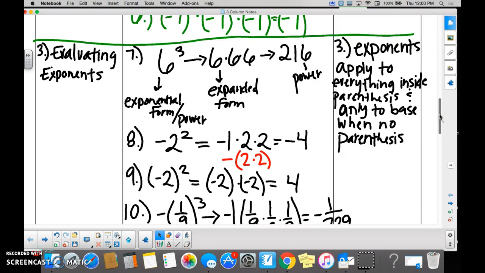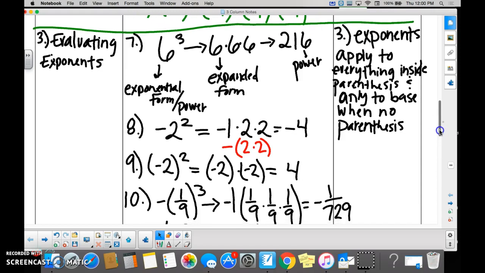If there are parentheses with an exponent, you are applying everything in those parentheses to that exponent. If there are no parentheses, then you are only applying that exponent to the base. So you can see that in number 8 and 9. They look like very similar problems, but in number 8 it ends up being negative. In number 9, it does not, because we are applying that negative sign as we go. Very good.